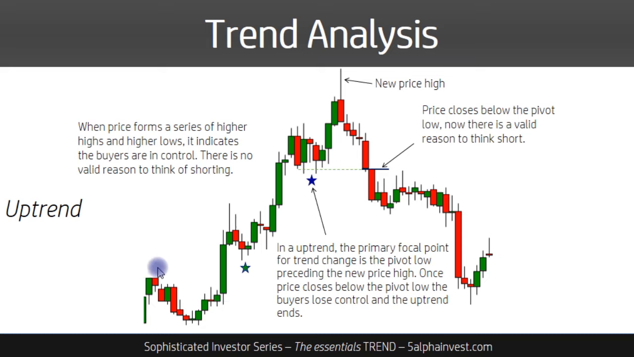And so here we have price pulling back, forming a higher pivot low. Price pushes to the upside. That is a higher pivot high relative to the most recent pivot high. Higher pivot low, higher pivot low. So there we have a series of higher pivot highs and higher pivot lows. So we have a clear uptrend.